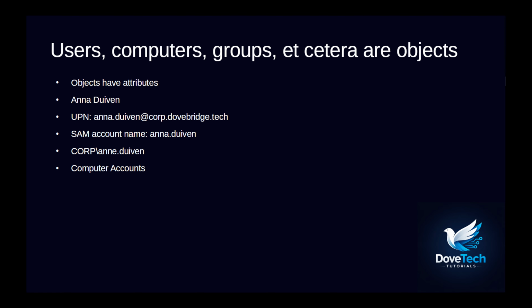Groups contain other objects, users, computers, or other groups, and exist to make permission management scalable. Assign access to the group, manage membership, done. We covered scopes and types already. Organizational units are container objects that hold other objects. They are not security principals. You cannot assign permissions to an OU.